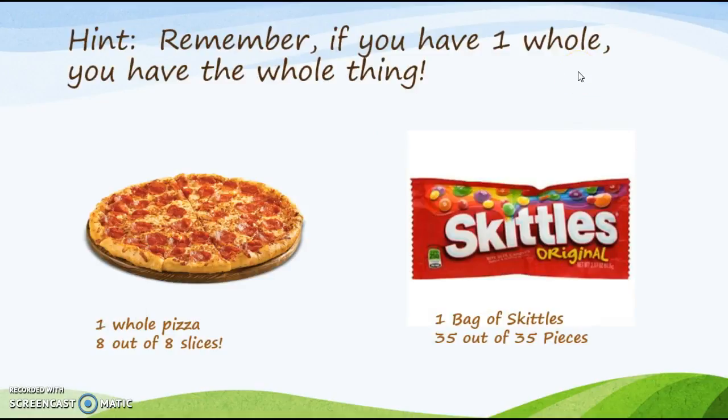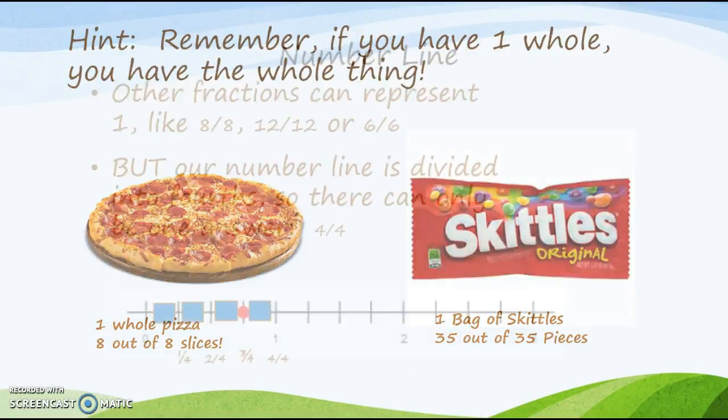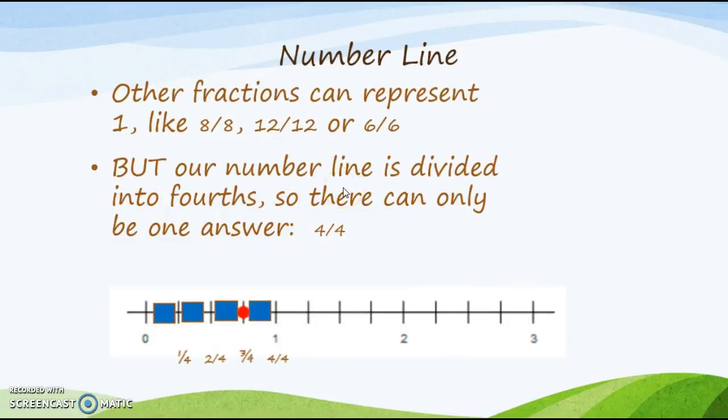And remember, if you have one whole, you have the whole thing. If somebody says, I can't believe I ate that whole pizza, they ate 8 out of 8 slices. If somebody said, I just ate a whole bag of Skittles, they ate 35 out of 35 pieces. It's the whole thing. Other fractions can represent 1, like 8/8, 12/12, or 6/6, but because our number line is divided into fourths, there can only be one answer, and that is 4/4. It's the same as 1.